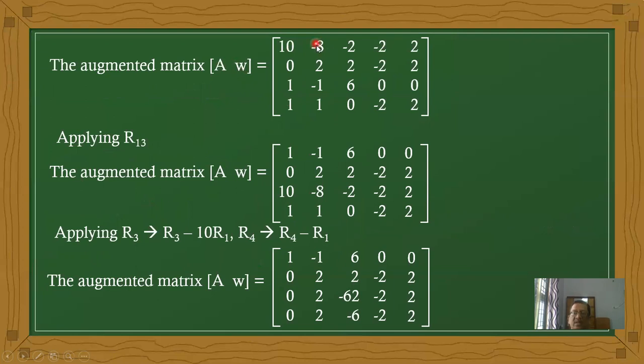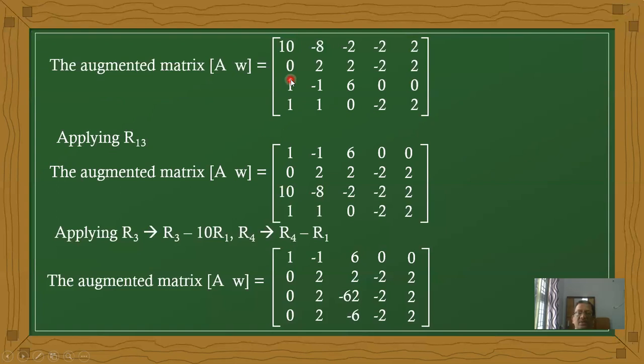Second column, minus 8, 2, minus 1, 1. Next, minus 2, 2, 6, 0. And next, minus 2, 0, minus 2. And the last one is W. It is 2, 2, 0, 2. Okay. It is the W value now.